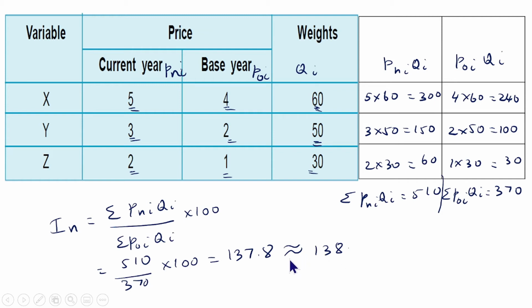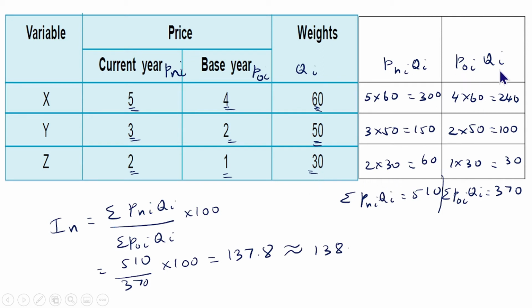So this is how we have to find the weighted aggregate index. So first, this is given in the question. So for variable x, for each of the variable, we need to find Pni Qi and then P0i Qi. This Pni Qi is nothing but the price in the current year into the weight. So it is 5 into 60, 300. Then we have 3 into 50, that is 150. Then 2 into 30, it is 60.